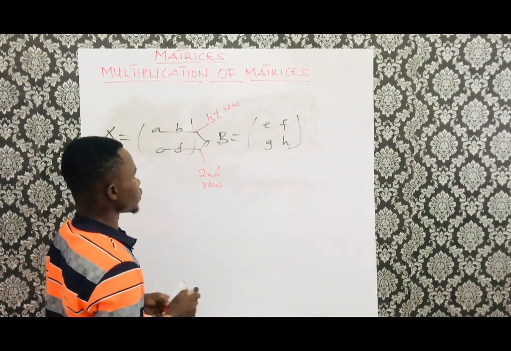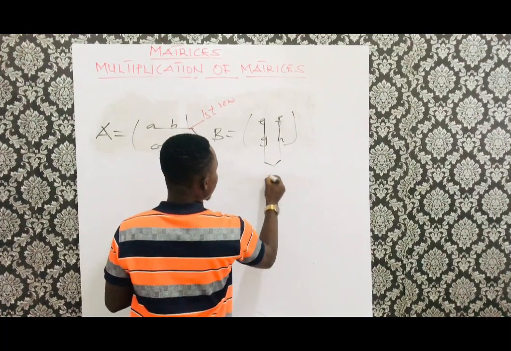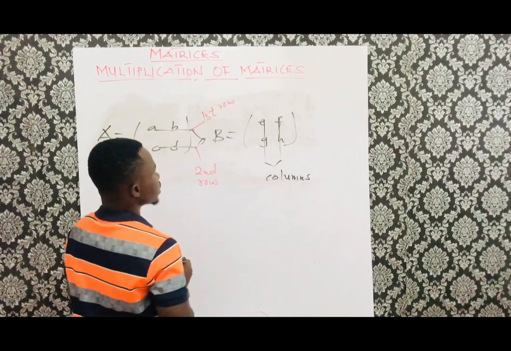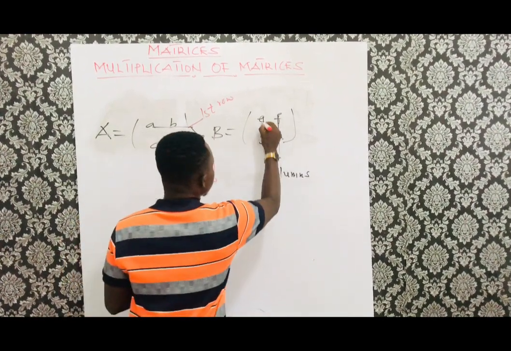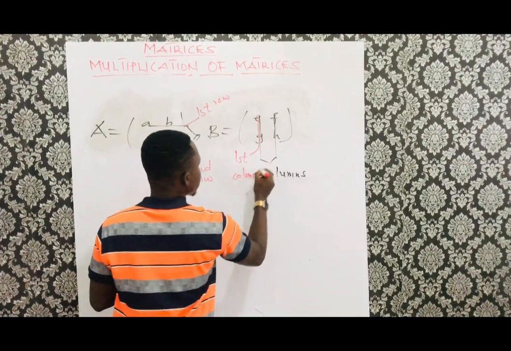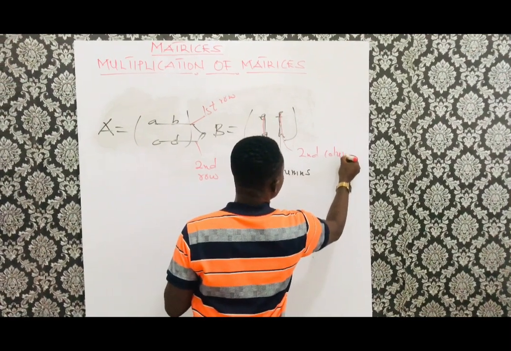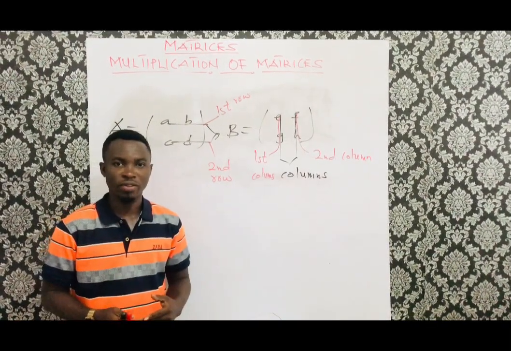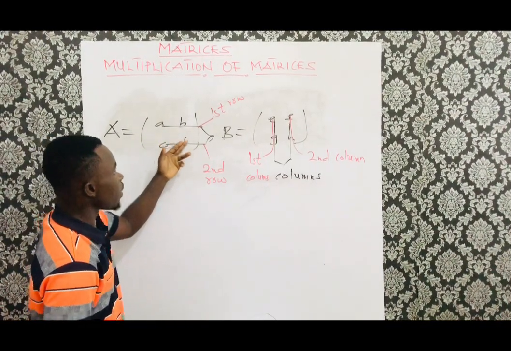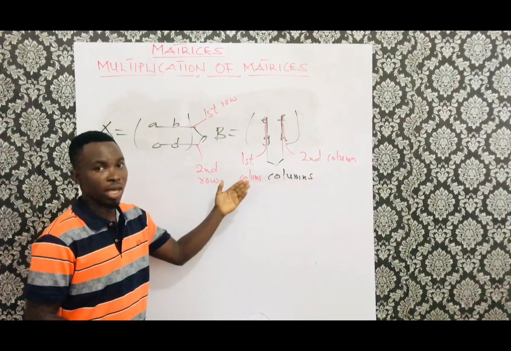In the second matrix too, we know this lane and this lane to be our columns. This is our first column and this is our second column. So in multiplication of matrices, we multiply every row of the first matrix by every column of the second matrix and then add their products together.